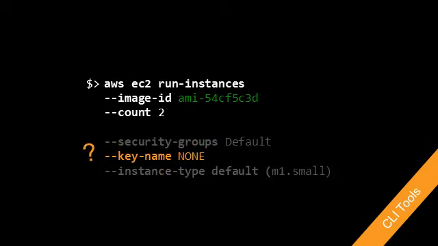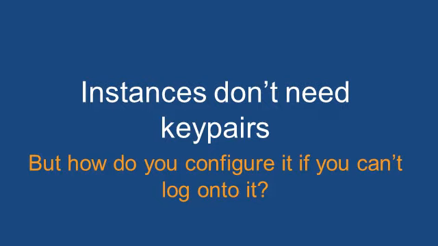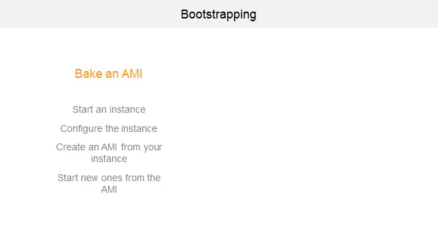Now, that idea of setting the key name to none is something that we're going to focus on a little bit now, and that's an important way for improving automation within your account and also improving security. So if instances don't need key pairs, how do you configure them if you can't log onto them interactively using either RDP or SSH? And the answer to that is to use a technique called bootstrapping. And there's basically two different approaches that you can use for bootstrapping.